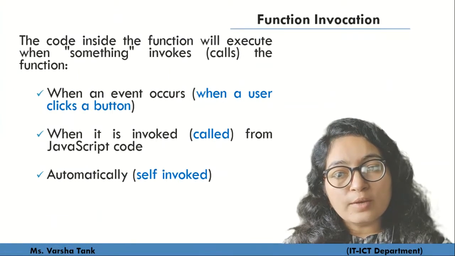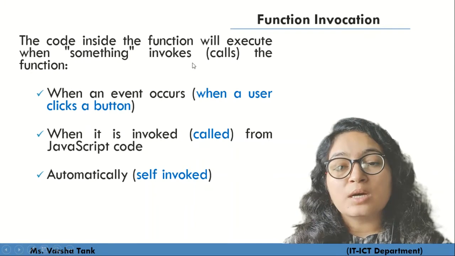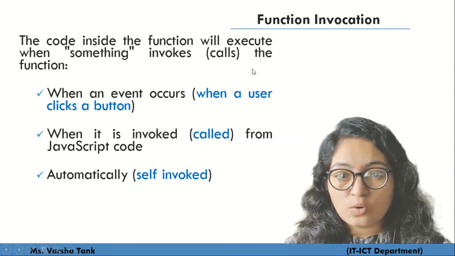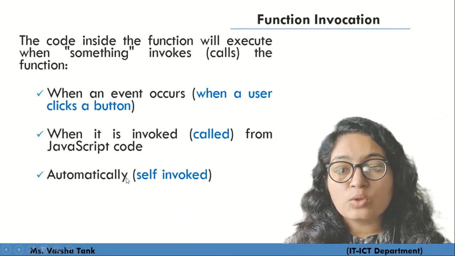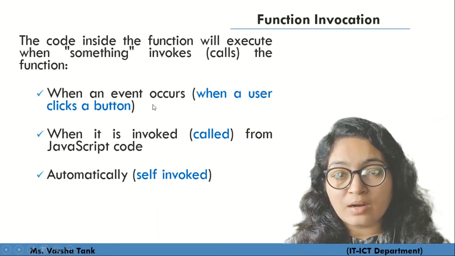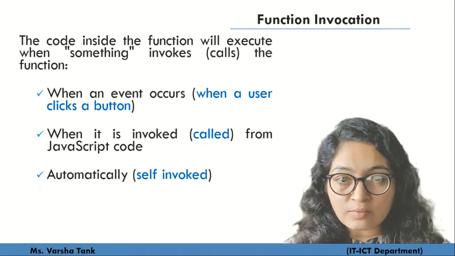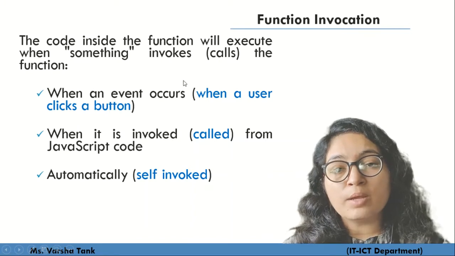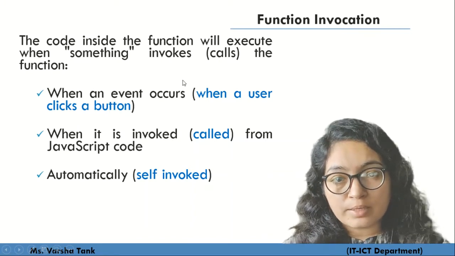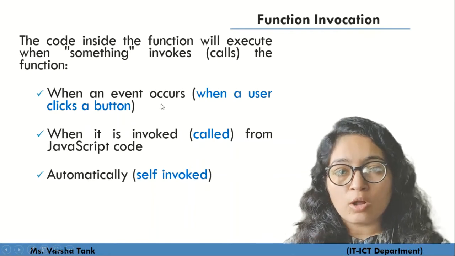Now function invocation. The code inside the function will execute when something invokes the function. How can we invoke the function? When we call it, for example when an event occurs. For example, you have called the function on the onclick event of a button, so the function will be called when you click on the button. So when any event occurs, at that time you can call the function.